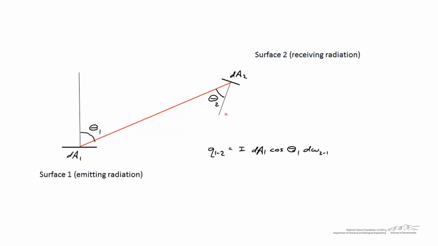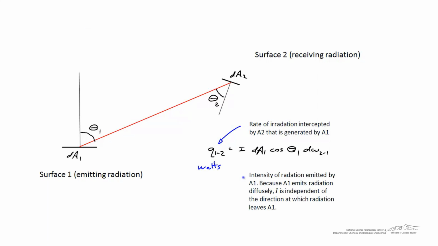This is the working equation that we can use in this situation. I'll explain what these terms mean. Here Q12 is the rate of irradiation that's intercepted by A2 that was generated by A1. So we want to figure this out, and we want the units in watts, the total wattage of radiation intercepted by A2.